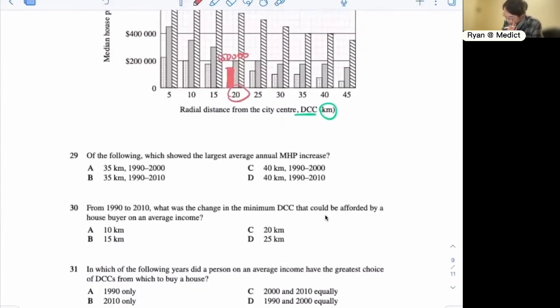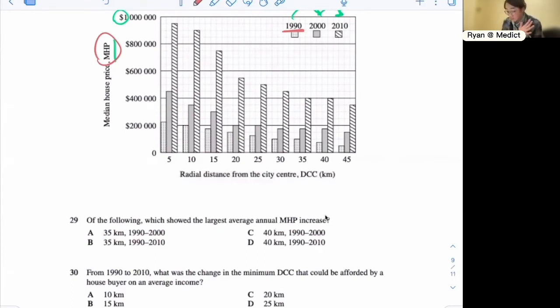Question 29: of the following, which showed the largest average annual MHP increase? All right, so now we understand what the graph is trying to tell us. Question 29 asks, of the following, which showed the largest average annual MHP increase? What's the variable we're interested in? MHP, right? So basically it's asking for what DCC, and for what period of time, do we see the largest MHP increase?